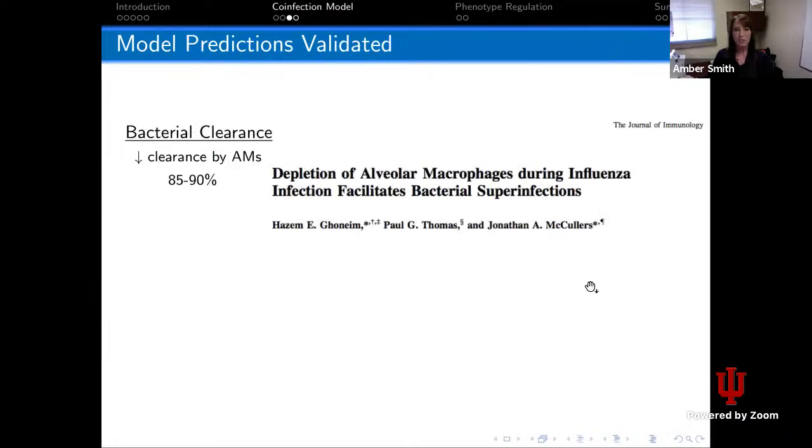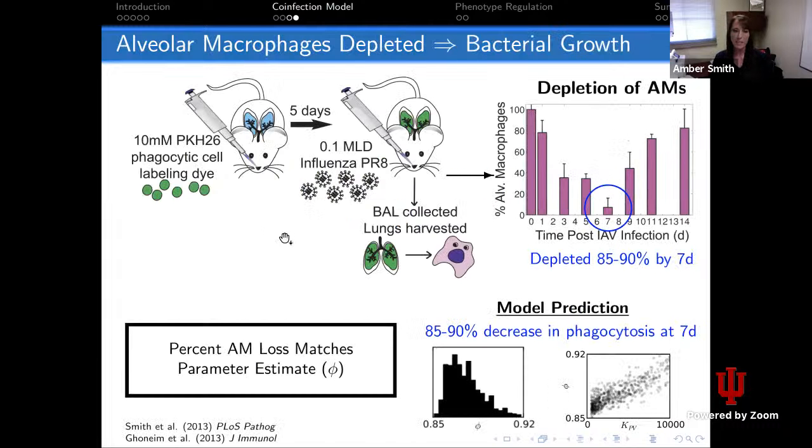And with the bacterial clearance aspect of it, we had said that the clearance was decreased by 85 to 94%. We didn't say how that was, and our model couldn't determine how that was. But another one of my mentors, John McCullers' lab, showed that the alveolar macrophages are actually depleted throughout the course of an influenza infection, and that's what facilitates susceptibility to bacterial infections. And that's this data here.